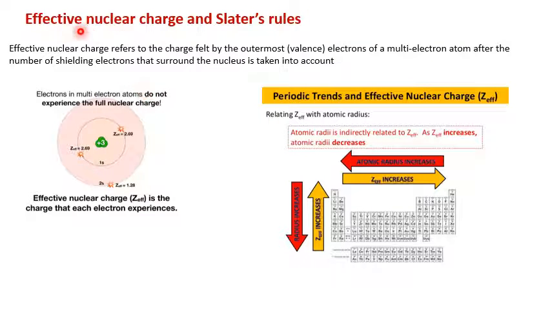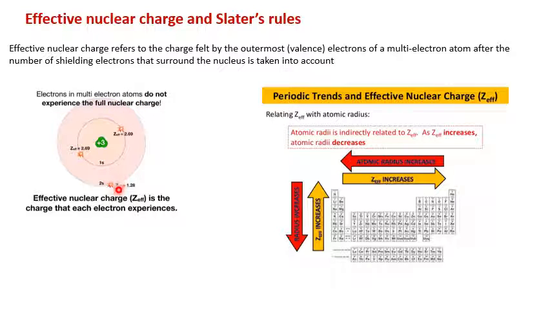Now coming to effective nuclear charge and Slater's rule, how to exactly calculate the effective nuclear charge for the outermost electron, the valence electron. Effective nuclear charge refers to the charge felt by the outermost electron, that is the valence electron, in a multi-electron atom after the number of shielding electrons that surround the nucleus is taken into account. You can clearly observe from this pictorial diagram that a multi-electron atom does not experience the full nuclear charge.